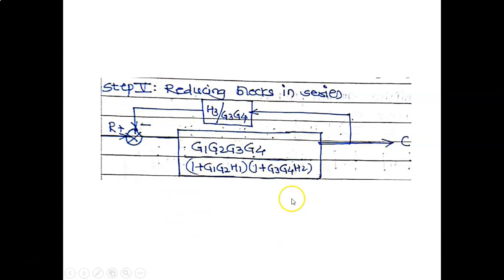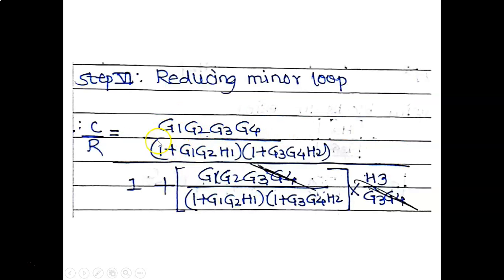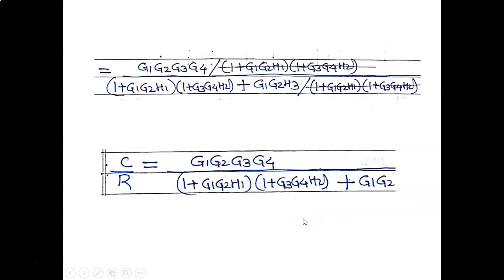We will solve this minor feedback loop so that G3, G4 and G3, G4 will get cancelled. G1, G2, G3, G4 divided by 1 plus G1, G2, H1 into 1 plus G3, G4, H2, divided by 1 plus G1, G2, G3, G4 divided by 1 plus G1, G2, H1 into 1 plus G3, G4, H2 into H3 divided by G3, G4. This G3, G4 and G3, G4 will get cancelled, and these two brackets will also get cancelled by cross multiplication. Therefore the final answer we get is C upon R is equal to G1, G2, G3, G4 divided by 1 plus G1, G2, H1 into 1 plus G3, G4, H2 plus G1, G2.